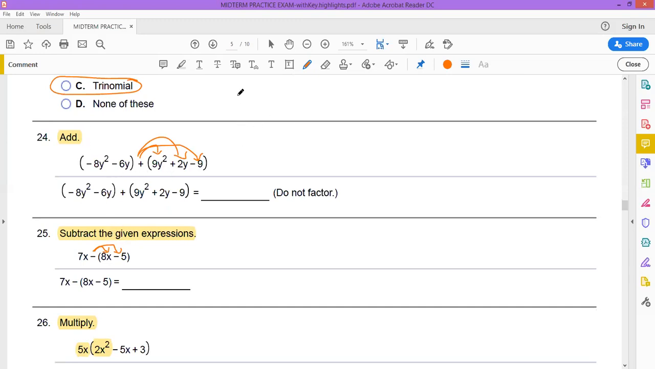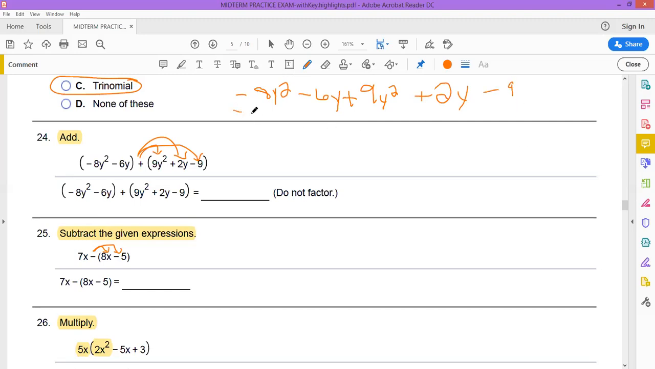We have negative 8y squared minus 6y plus 9y squared. So we're looking at the second set of parentheses now. Plus 2y minus 9. We want to combine terms that are alike.